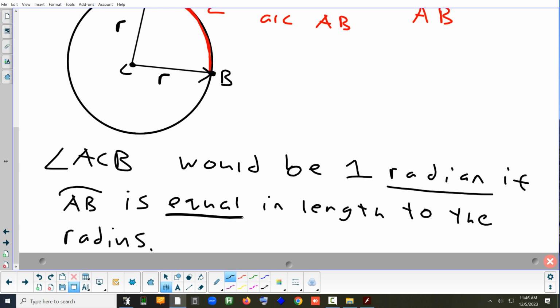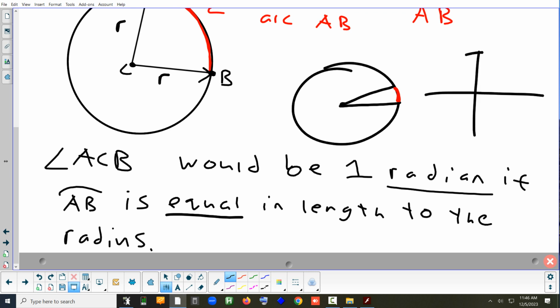And that doesn't have to happen, right? If you had a circle like this, and you drew an angle like that, there's your arc. In that case, is the arc the same length as the radius? No, it's a lot smaller. So this angle is a lot smaller than 1 radian. Likewise, if you had something like this, here's your initial side, here's your terminal side, and here's your arc. Does that arc look like it's the same size as the radius? No, it's a lot bigger. So that angle is a lot bigger than 1 radian.